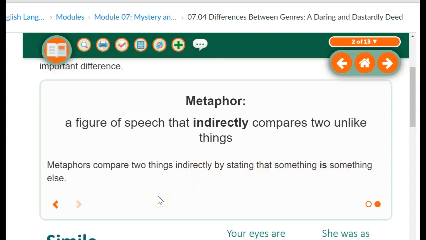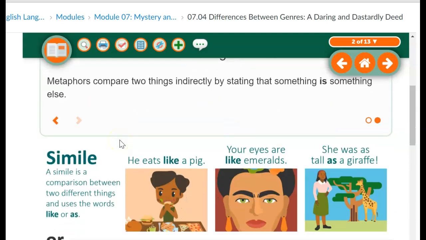So does that mean anytime we see a sentence and we see the words like or as, oh, that's a simile? No, because those words are used in our language and our writing, all different kinds of places. Does that mean every time we see the word is that it's going to be a metaphor? No, because is used in all different parts of our language. It just means when we see a figure of speech and when they're comparing two things, that's when we can identify a simile or a metaphor.